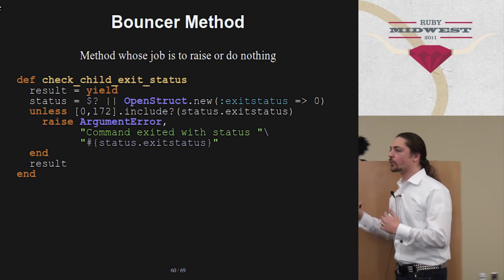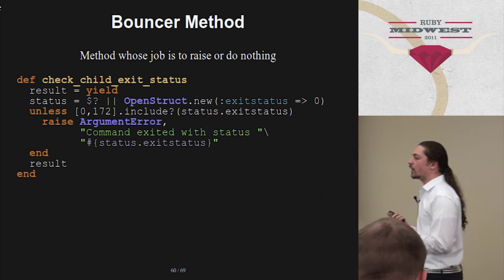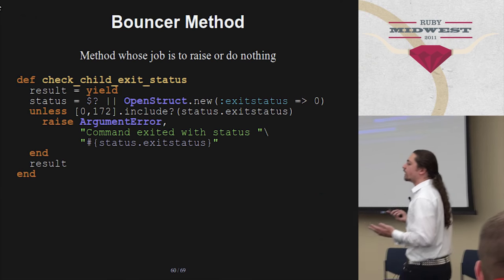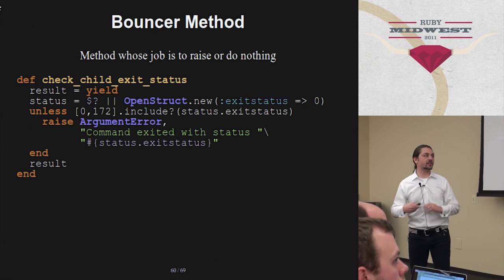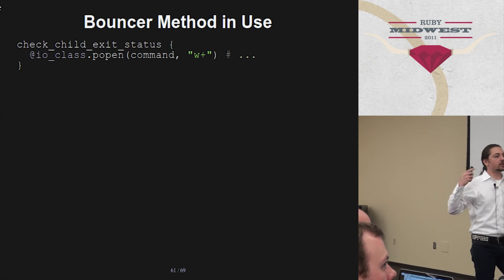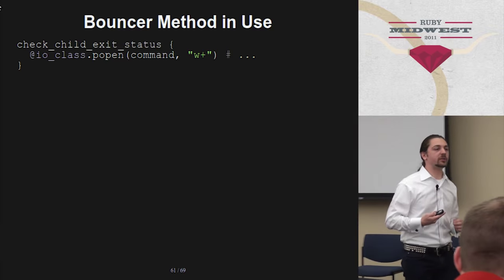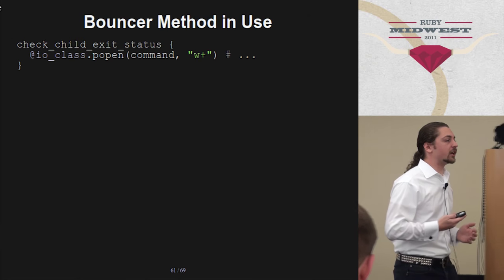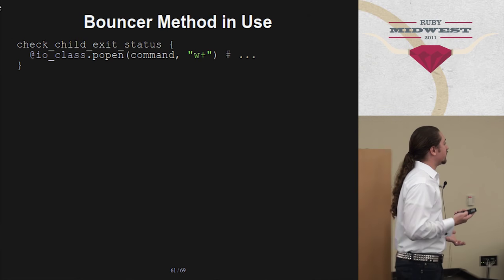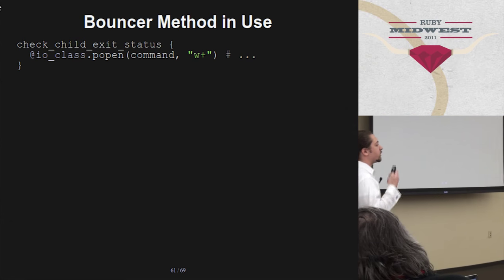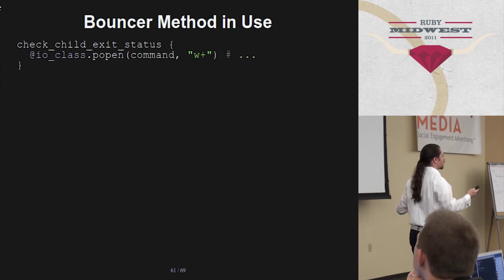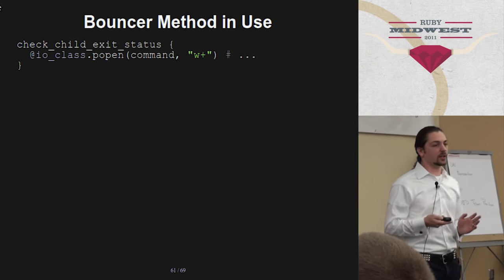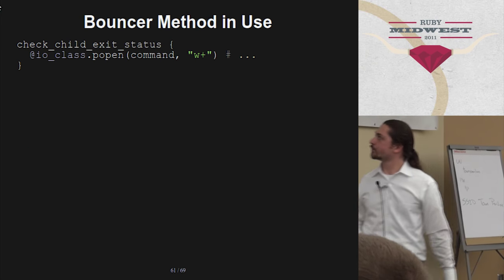And here's a bouncer method that yields to its block, and then it checks that one condition, that exit status condition, and either raises an exception or it doesn't. And that's its only job. And then we can wrap that around our call to popen, and it becomes much more expressive because now we're not interrupted by that glaring raise right in the middle of the narrative of the code.